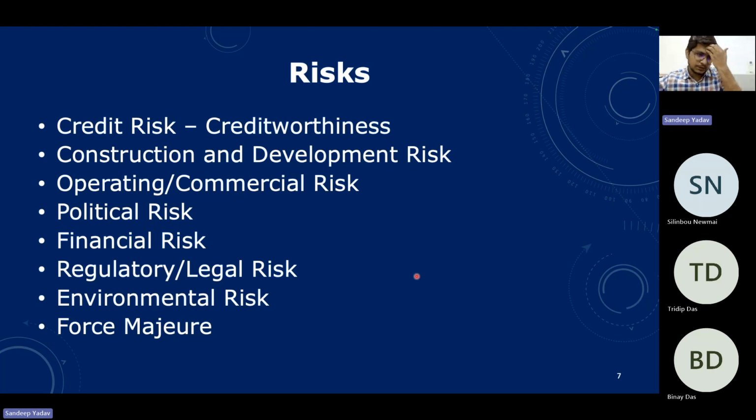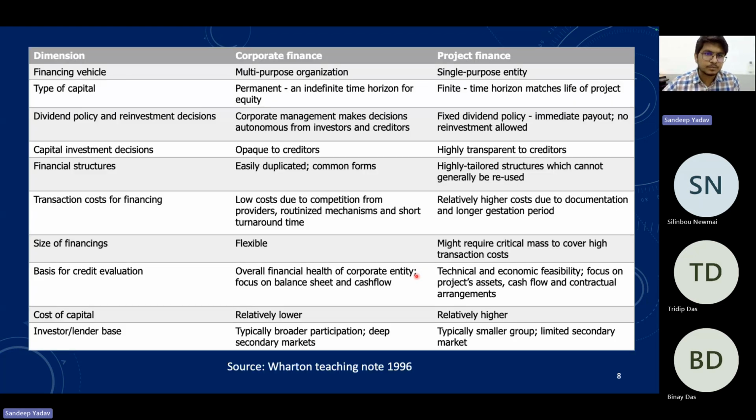The risks associated are the credit risk, construction or development risk, operating or commercial risk, political, financial, regulatory environment, and force majeure risks. So these are the risks associated.